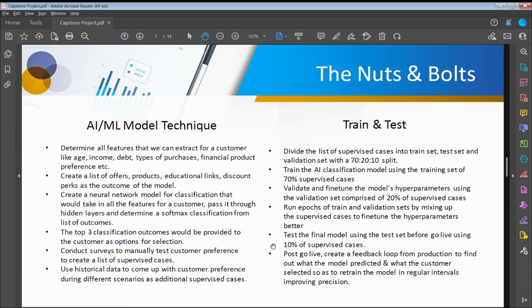Now, once we have a list of supervised cases, we're going to divide the whole list into a train set, test set, and validation set with a 70, 20, and 10 split. We're going to train the AI classification model using the training set of 70% supervised cases. We're going to validate and fine tune the model's hyperparameters using the validation set comprised of 20% of supervised cases.